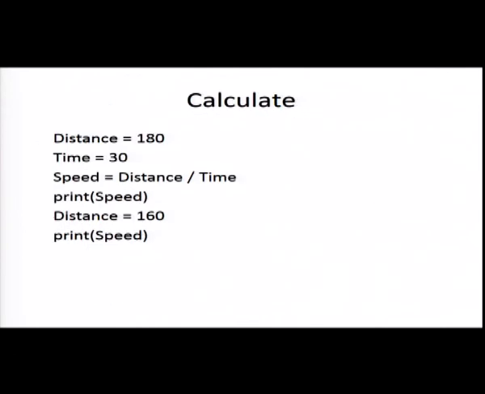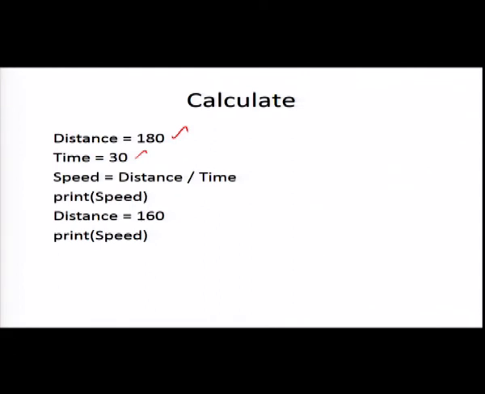Now, let us do a small code snippet. Here, we have an estimated distance of 180. Say for example, you have a car that runs and you cover 180 kilometers in 30 minutes. The time taken for coverage is 30.